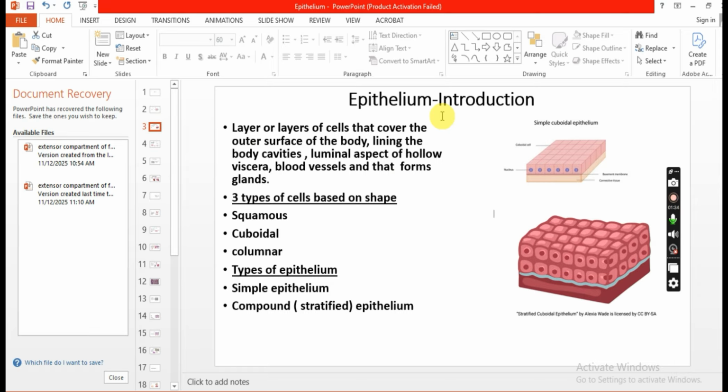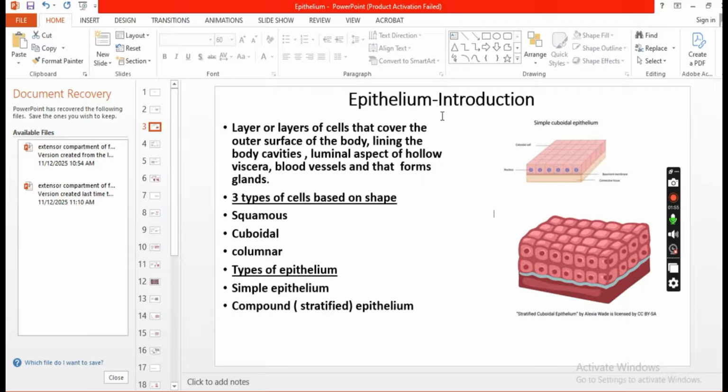Epithelium, the term epithelium means what? What definition can you give for epithelium? It's the one or more layers of cells which cover the outer surface of the body or the cavities inside the body, the luminal aspect of the hollow viscera.